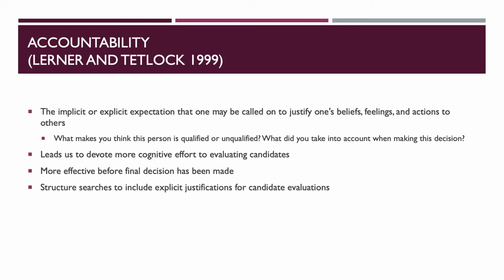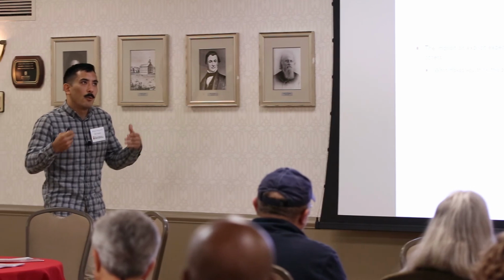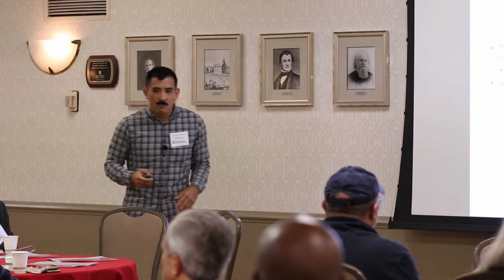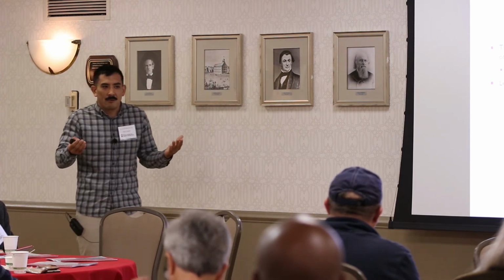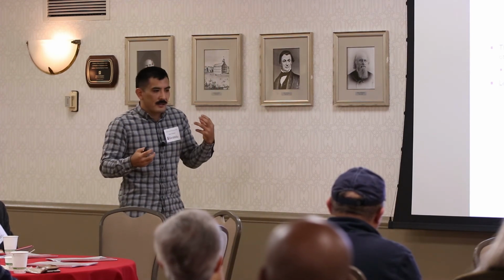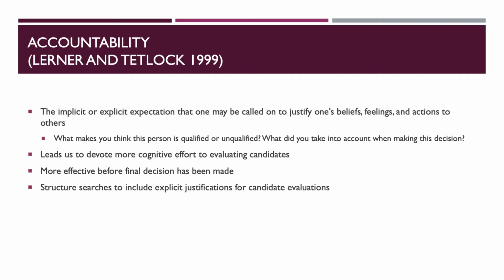Accountability is this implicit or explicit expectation that you might have to justify your evaluation or justify your decision, right? So, explaining what makes this person qualified or unqualified. What did you take into account when you made this decision? What are you thinking about when you're making this decision? What this really does is very simple. It just makes you think a little more about your decision-making process, how you're evaluating things, and then makes you think: are gender stereotypes, racial stereotypes, immigrant stereotypes influencing this evaluation process? Just think about it a little more, right?